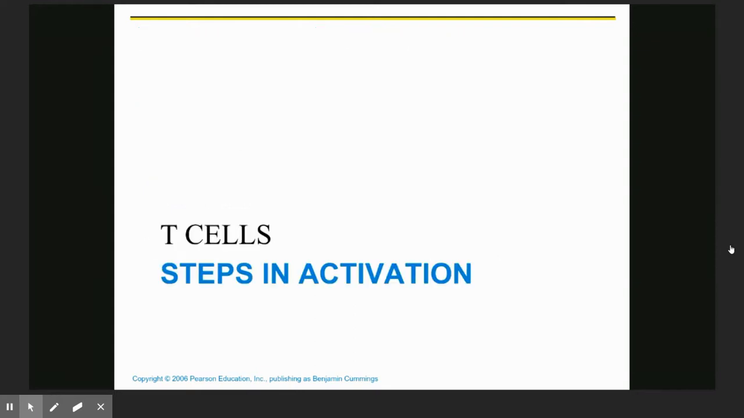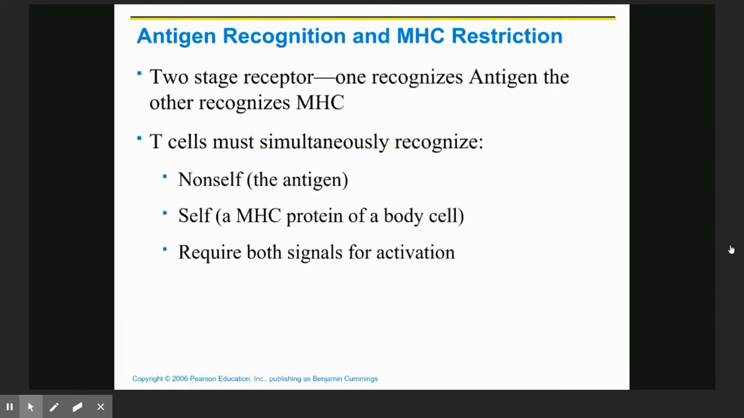So let's look at these. Just like with B cells, we have to go through an activation process. When you look at the activation process, we have to remember one thing about it. The receptor is different than it is in a B cell. A B cell has a receptor that looks like this, and a B cell can interact with an antigen directly. That's what happens when we get sensitization. It interacts with it directly.